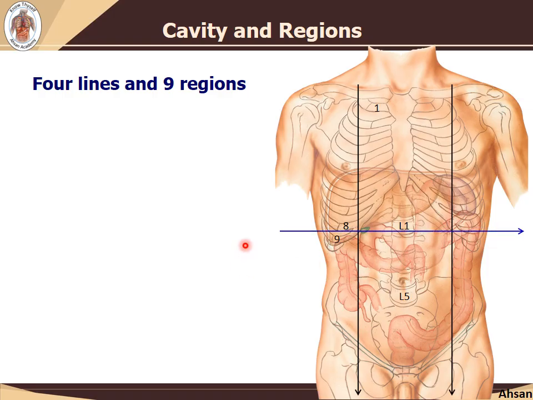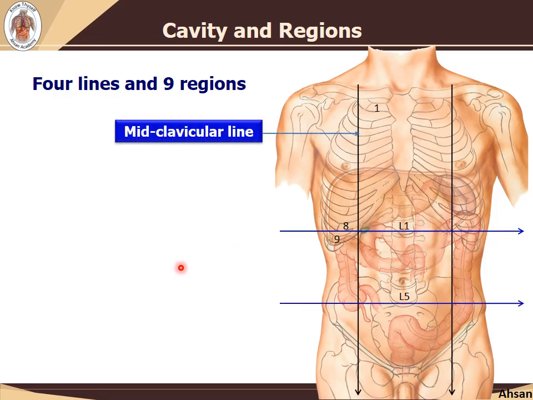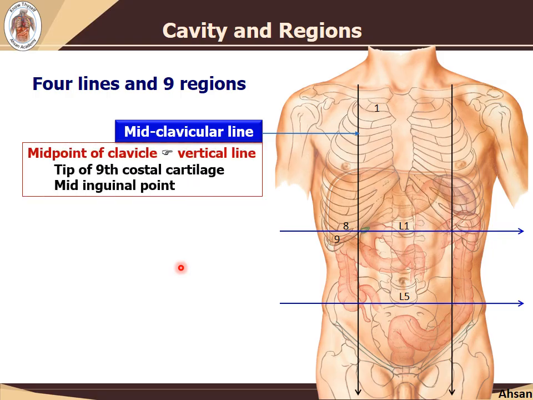With this line we can get extra benefit also. So this one is the transpyloric plane, this one is the transtubercular plane. Now already we have discussed the mid-clavicular line, showing that it is crossing the tip of the 9th costal cartilage and the mid-inguinal point. Let us move to the second one.